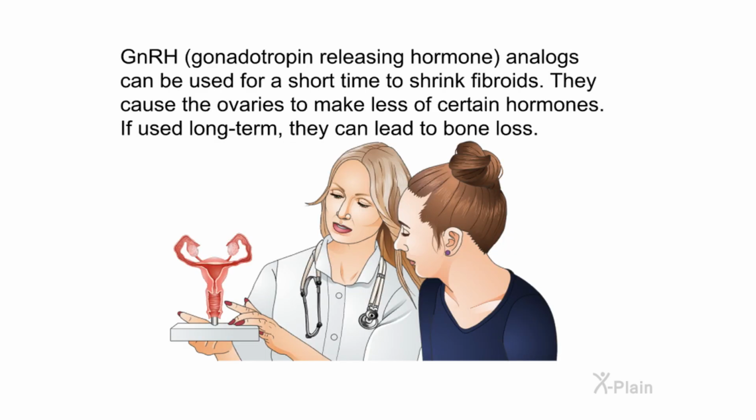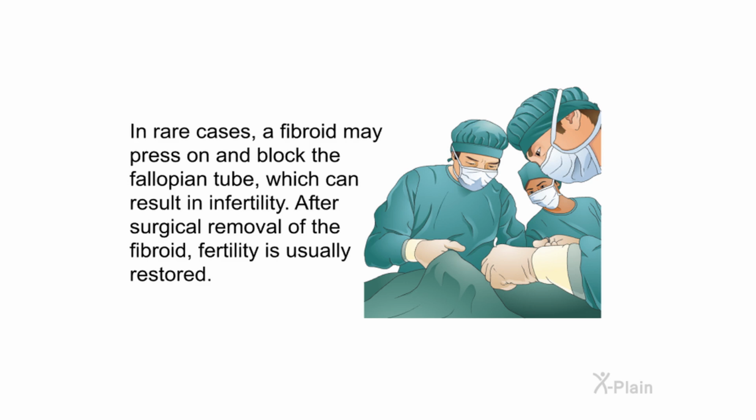GnRH, gonadotropin-releasing hormone analogs, can be used for a short time to shrink fibroids. They cause the ovaries to make less of certain hormones. If used long-term, they can lead to bone loss. In rare cases, a fibroid may press on and block the fallopian tube, which can result in infertility. After surgical removal of the fibroid, fertility is usually restored.